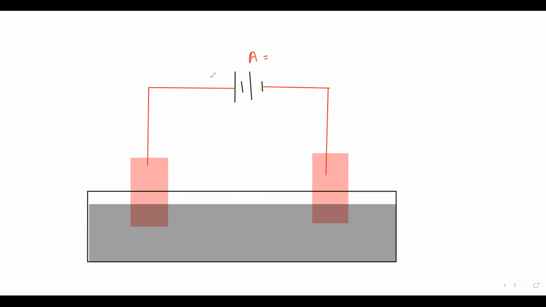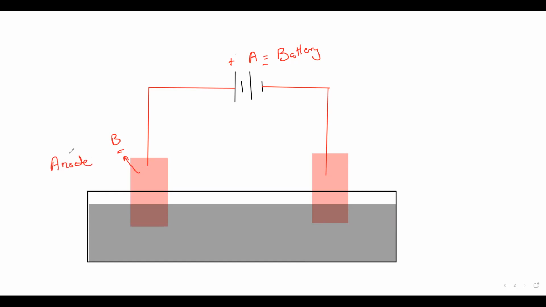A is a battery. How do you identify it's a battery? When there are only two lines, it is a cell. But if there are more than two lines, then it is a battery. So label A is representing a battery. What about label B, which is connected with the positive terminal of the battery? Is this label B anode or cathode? It is the anode.